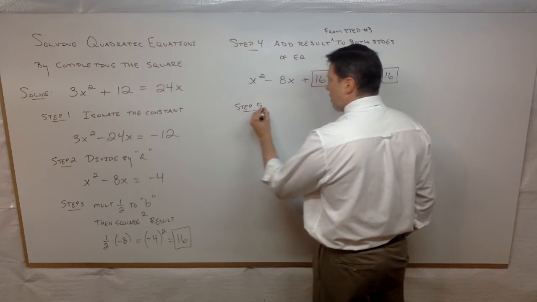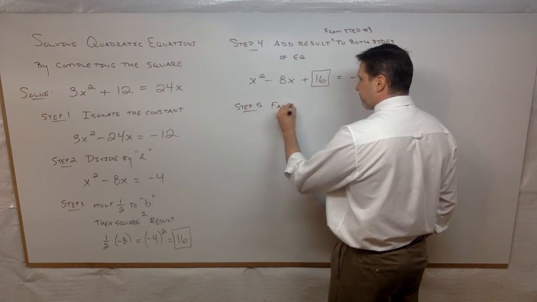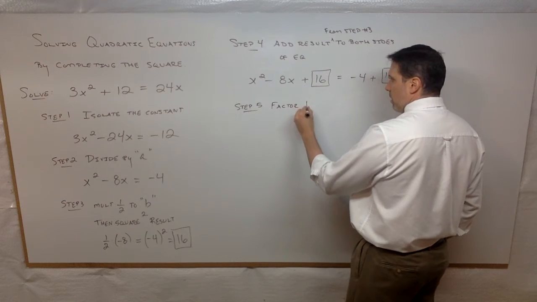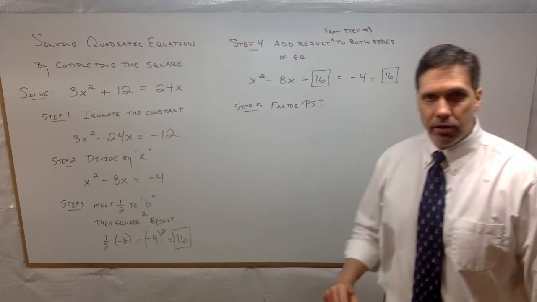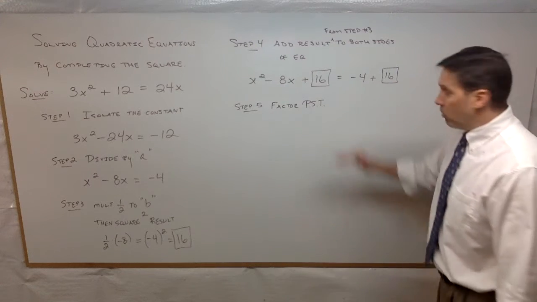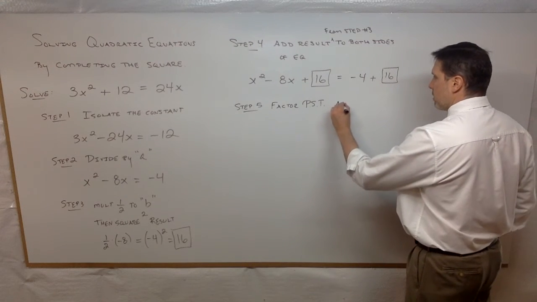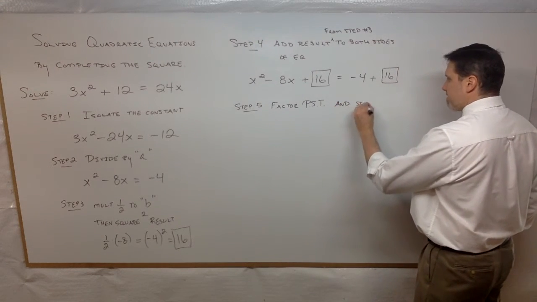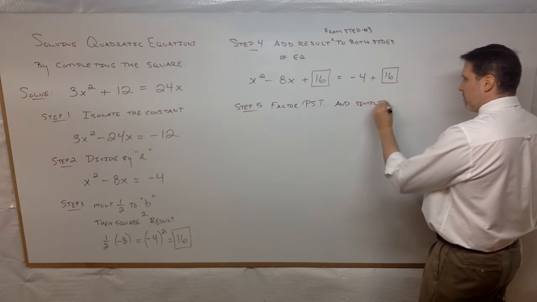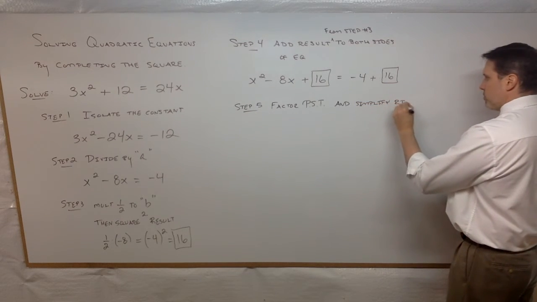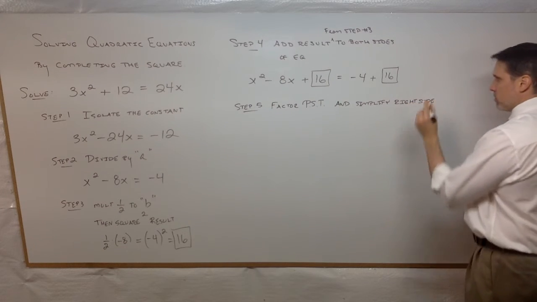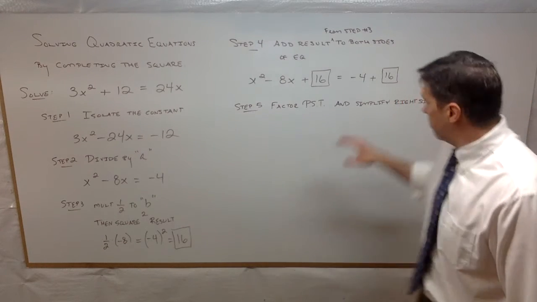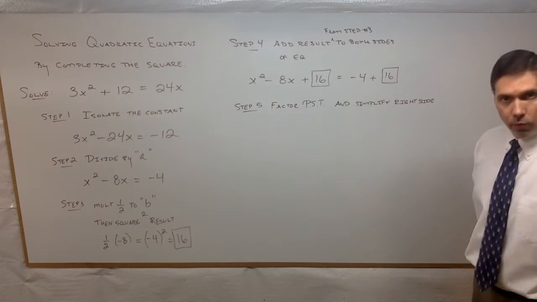So step 5, I'll say factor PST. Factor that perfect square trinomial. Guaranteed it is one now. And simplify. We'll just say right side, I suppose. So factor this as a perfect square trinomial. Simplify the right side. That's -4 plus 16.